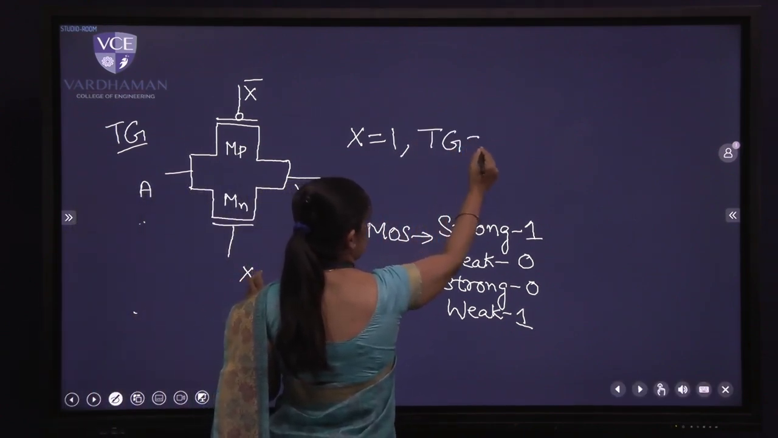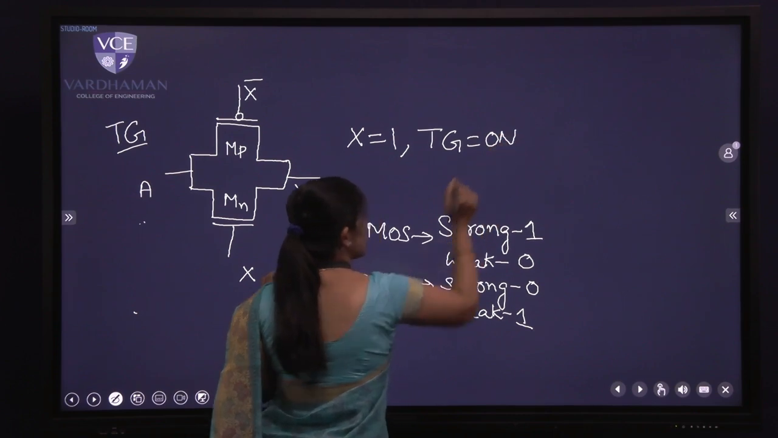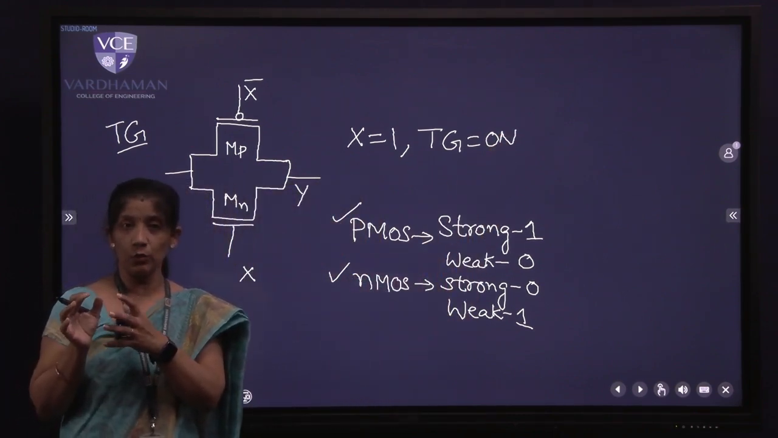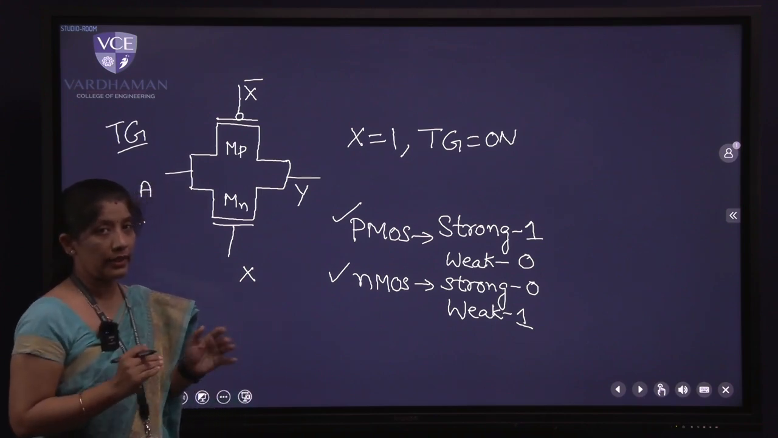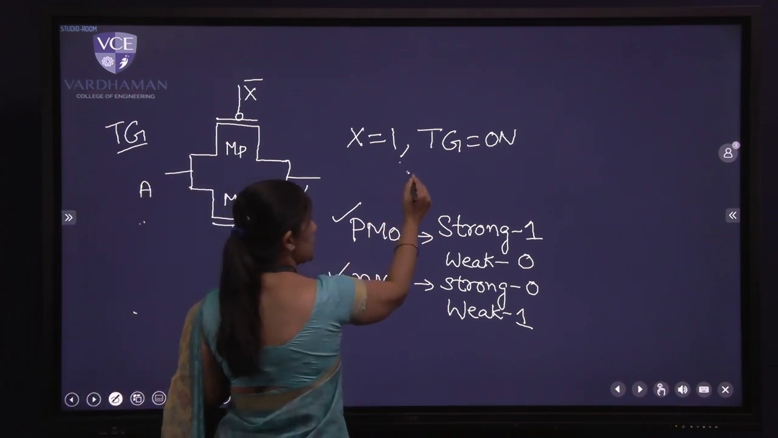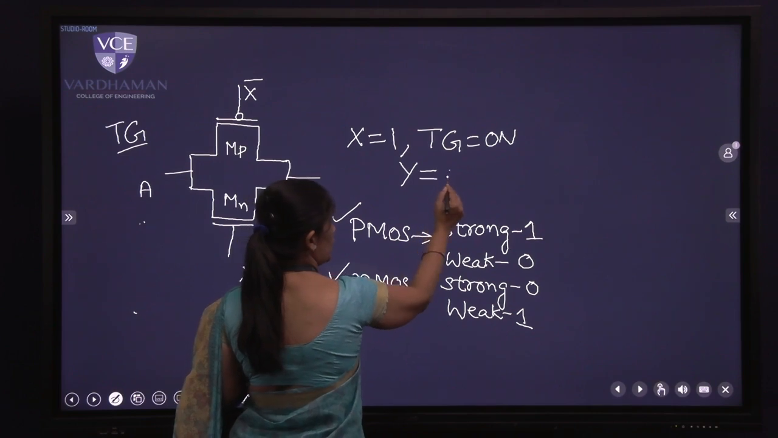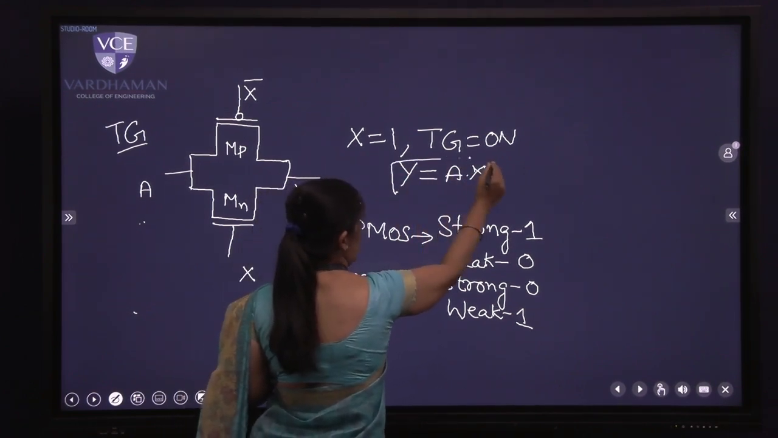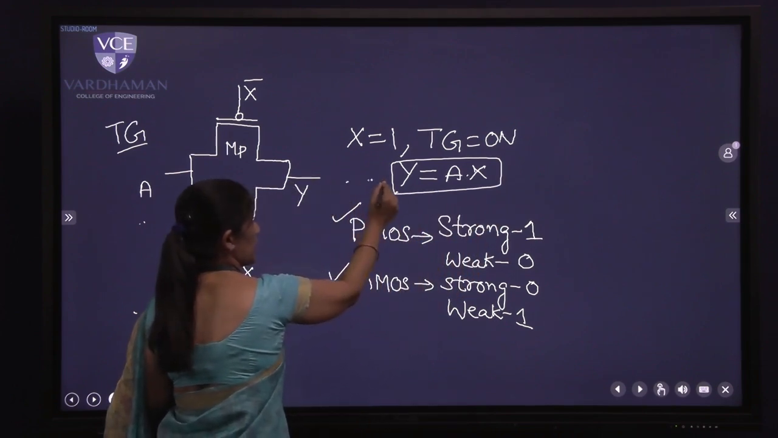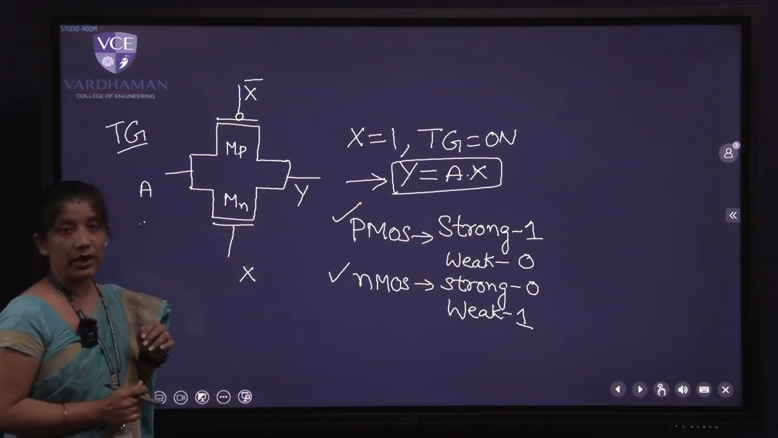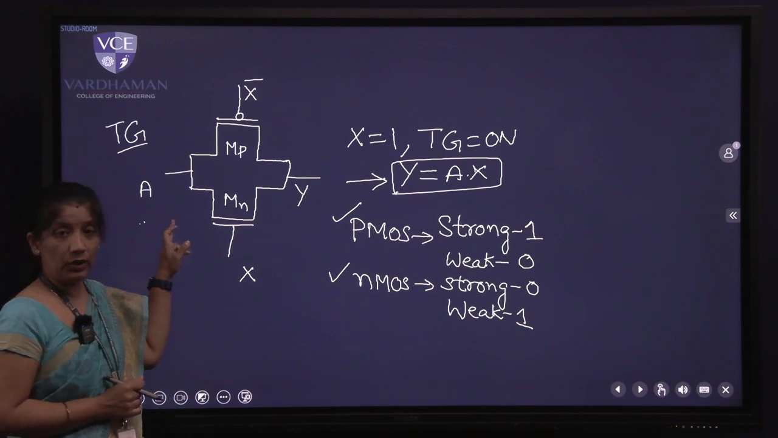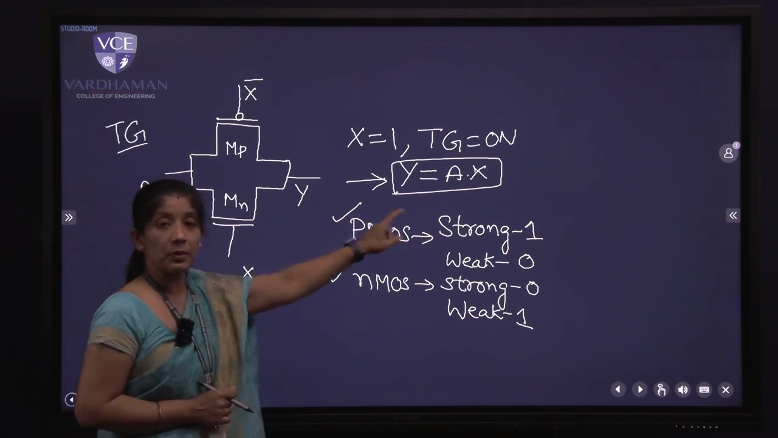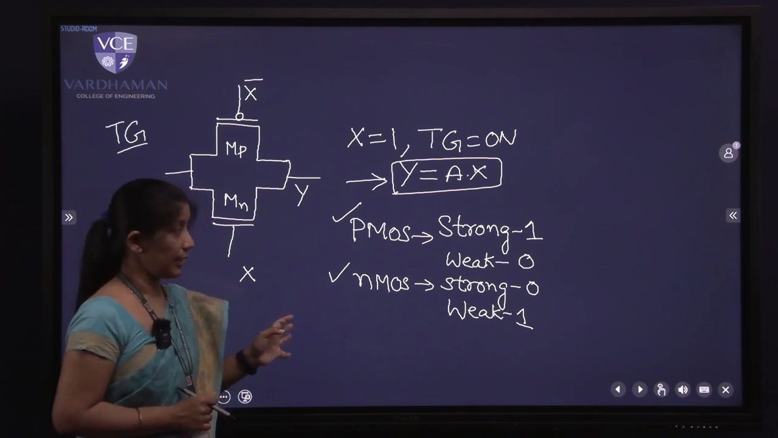When the TG is in on state, because it is acting like a switch, which transfers whatever is present on one side to the other side, input to output, I say that Y will be equal to A, under the condition that X is equal to 1. That's how the transmission gate expression is written as Y is equal to A into X, where A is my input that has to be transferred and X is the control signal. This is the generalized expression for my output across a transmission gate.